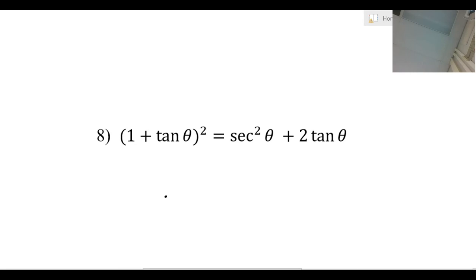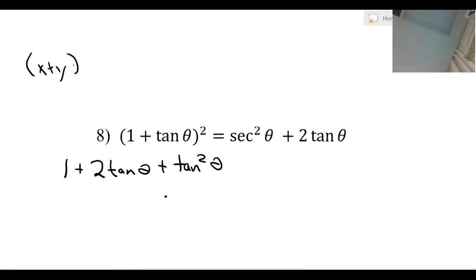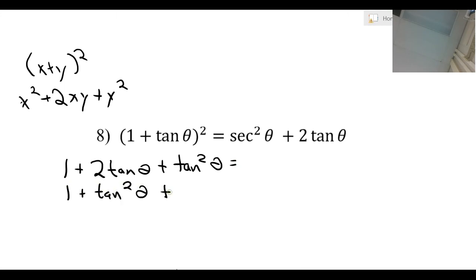Okay, number 8. I look at the left side as a binomial squared. It's going to be 1 plus 2 tangent theta plus tangent squared theta. That is going back to if I had something like x plus y squared. It's x squared plus 2xy plus y squared. You could use FOIL if you use 2 terms, or you could use the box to multiply. But once I have that, what's nice there is I have this 1 plus tangent squared theta plus the 2 tangent theta. And I need that 2 tangent theta for the right side over here. Well, 1 plus tangent squared just becomes secant squared theta plus 2 tangent theta.